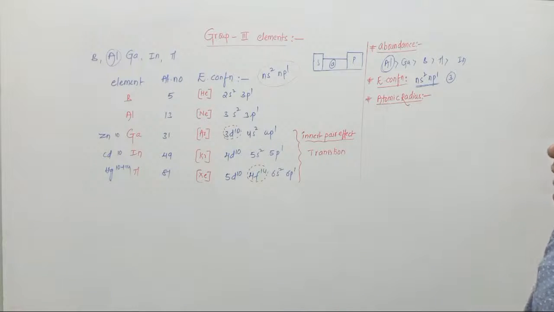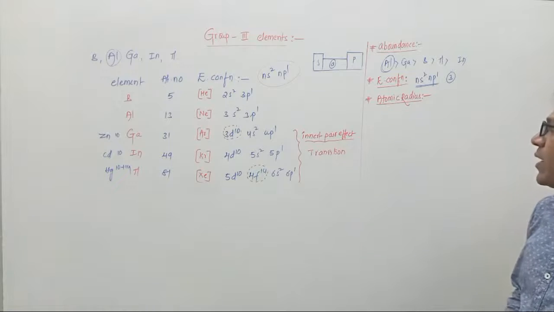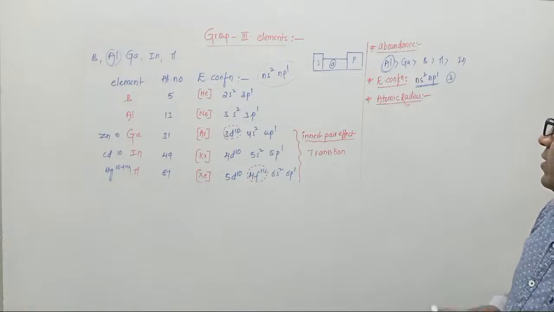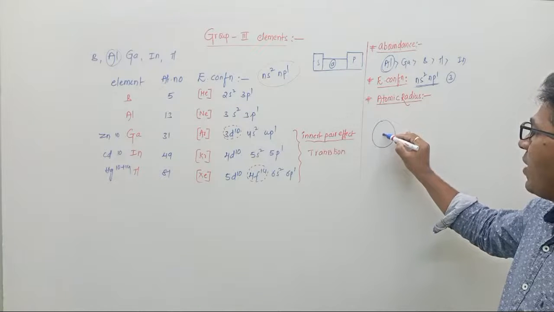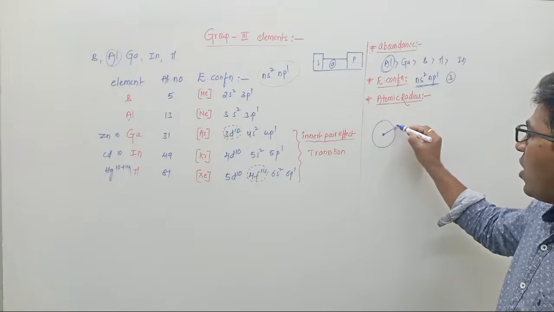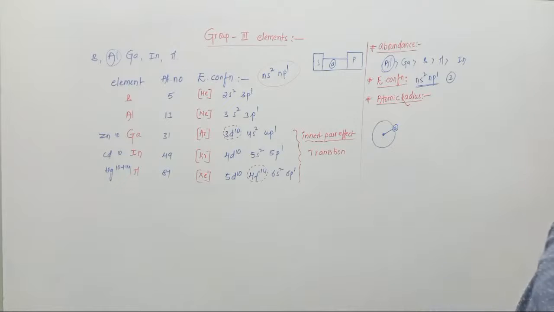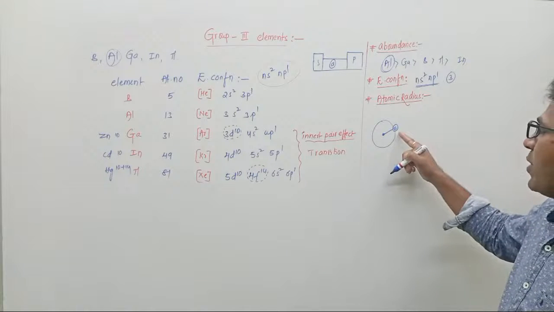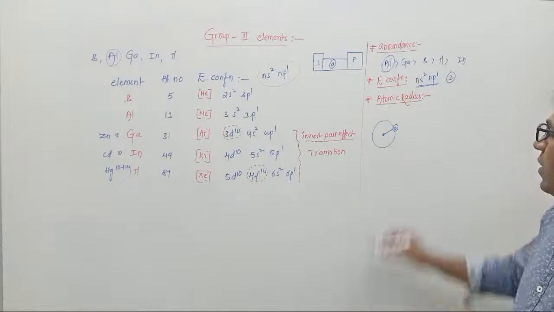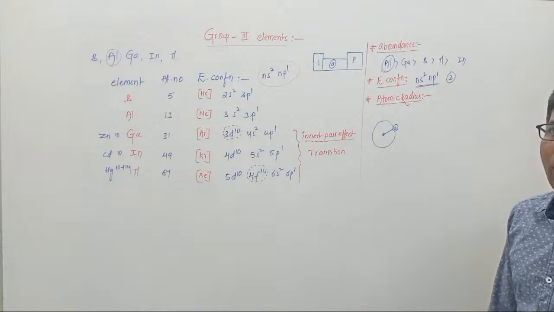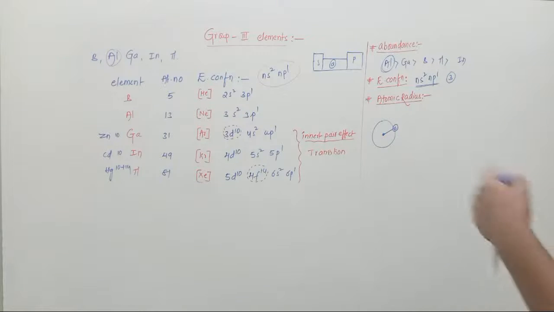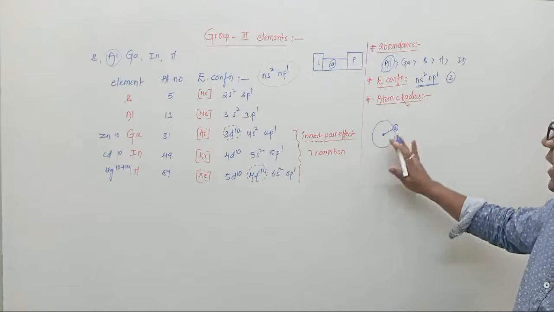What is atomic radius? Atomic radius means the distance from the center of the nucleus to the outermost shell of an electron, or the probability of finding an electron. That distance is known as atomic radius. Generally in the periodic table, from top to bottom, atomic radius increases.